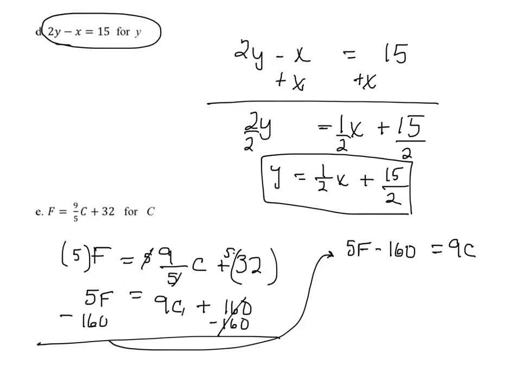And then I'm going to divide by 9. So I'm going to divide this by 9, this by 9, and this by 9. So we're going to get, drum roll, c is equal to, I'll just move the c over there, 5/9 f minus 160 over 9.